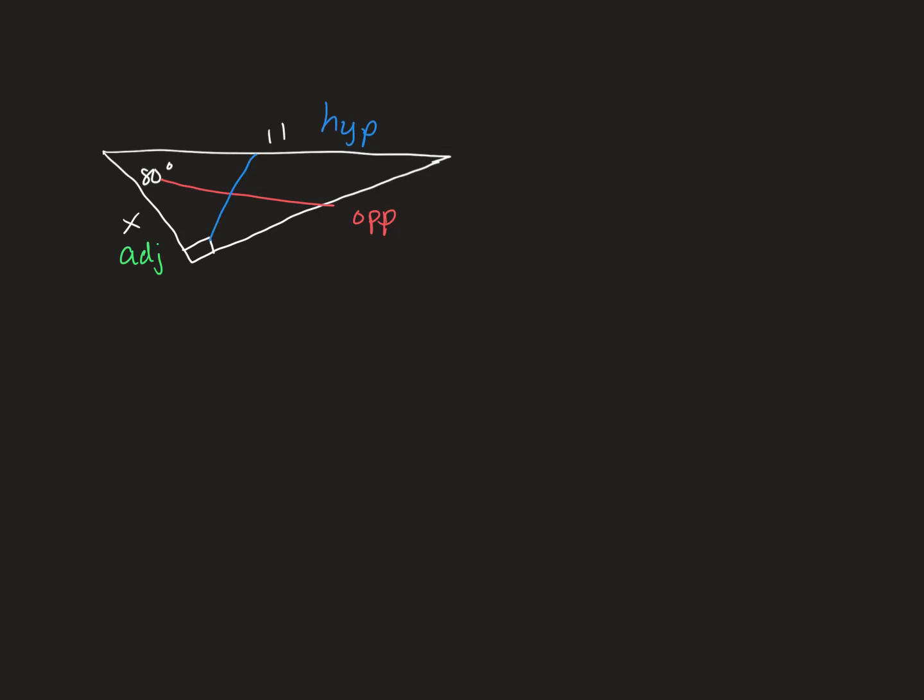So looking at my functions, let me write my note, my SOHCAHTOA. And I'm looking at what I have. This time my opposite side does not have a variable or a value. My adjacent side does, and my hypotenuse does. Looking at my functions, cosine is adjacent and hypotenuse, so that's the function I want to use. We're going to say cosine of 80 equals my adjacent side over my hypotenuse, which is 11.